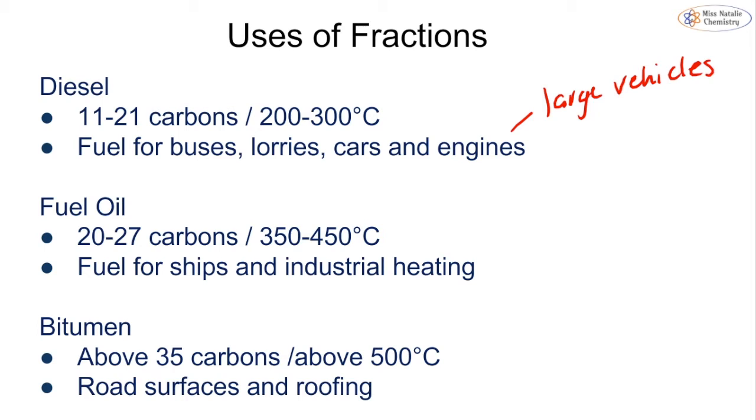Then we move on to fuel oil, which has between 20 and 27 carbons. Now we're moving up to about 350 to 450 degrees. And this tends to be used as a fuel for ships or marine vehicles, or we can use it for industrial heating. And then lastly is bitumen, or sometimes known as residue. This has above 35 carbons and has a boiling point above 500, so this tends to be fairly solid, and this is most commonly used for road surfaces. You may know it as tar when we add in different things, but that surface that we use to make roads is based on bitumen, which we get from crude oil.